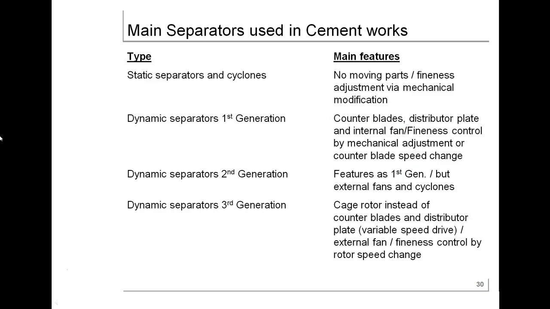Main separators used in cement works. First, static separators and cyclones have no moving parts, and fineness adjustment is by mechanical modification. Second, dynamic separators, meaning the first generation: counter blades, distribution plate and internal fan, with fineness controlled by mechanical adjustment or counter blade speed range. And the dynamic separator second generation features the same as the first generation but with external fans and cyclones.